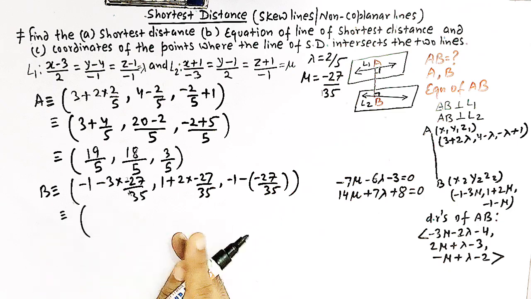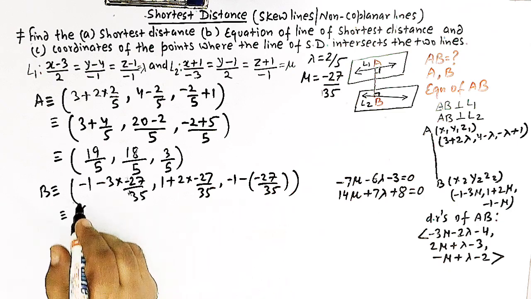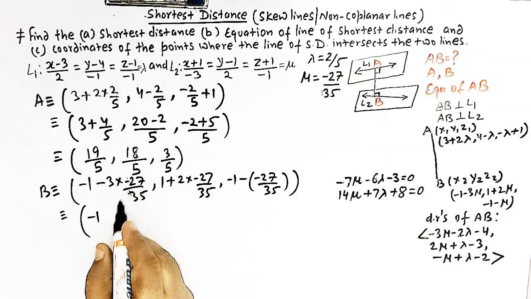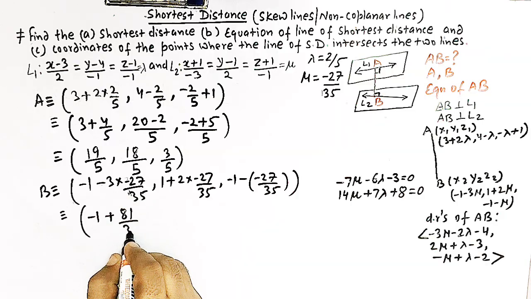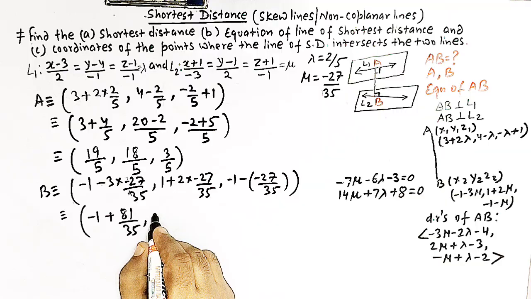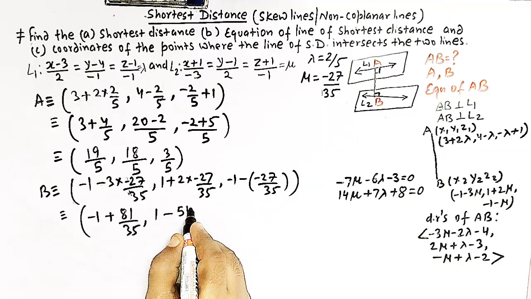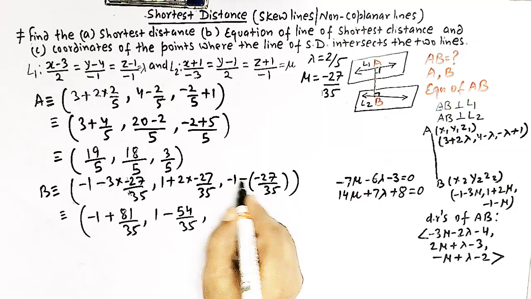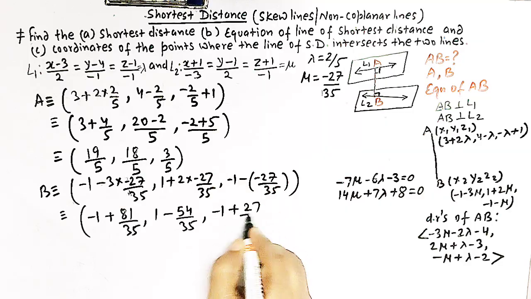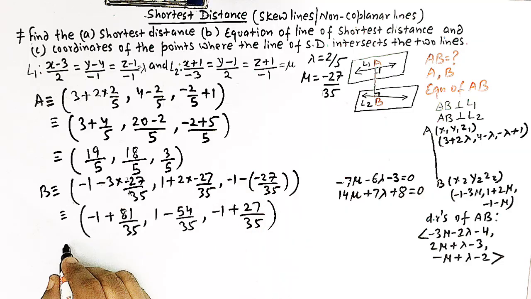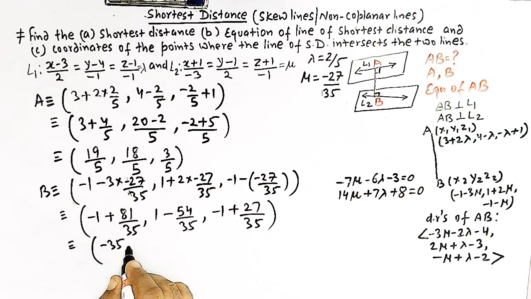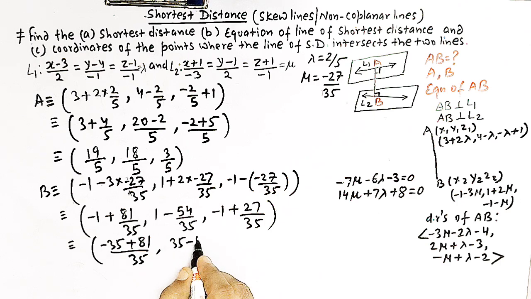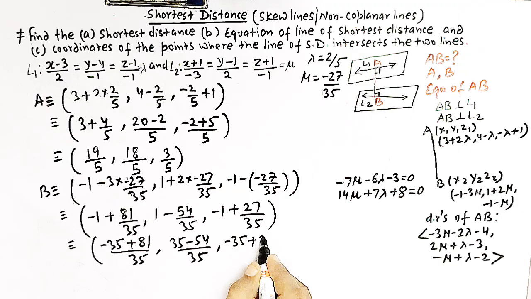So now we can solve these numbers here. So we have minus 1 minus minus, plus. So here we have 81 over 35. Here we have 1 minus 54 over 35. Here we have minus 1 plus 27 over 35. So now we have minus 35 plus 81 over 35, 35 minus 54 over 35, and minus 35 plus 27 over 35.